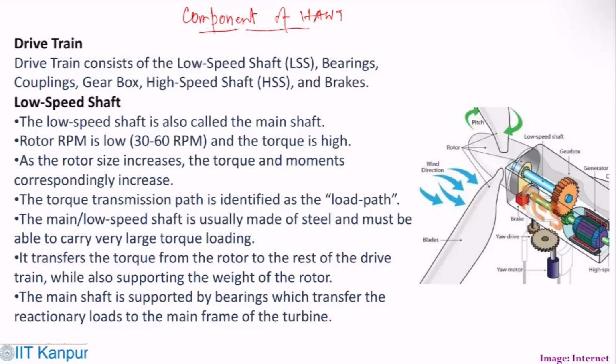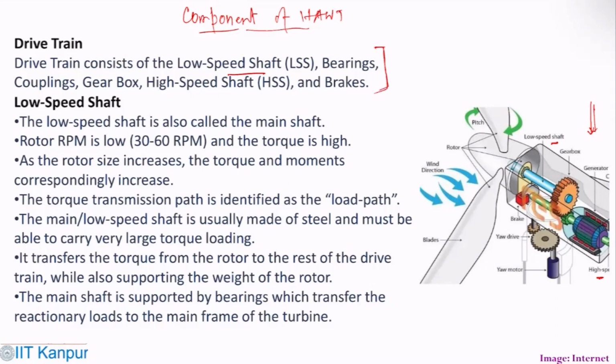If you look at the picture here, you can see the low speed shaft, which is here. This is the low speed shaft. You have bearings, which are sitting with all this joint. Then you have coupling, generator, gearbox, high speed shaft. All these connected together we call a drivetrain.